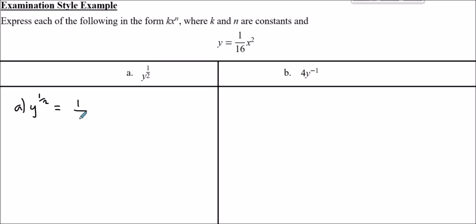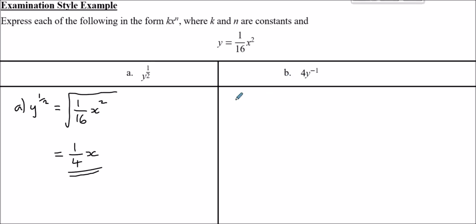So y to the 1/2 is 1 over 16 x squared, all square rooted. So we can square root the number first and then square root x squared. The square root of 1/16 is a quarter. The square root of x squared is just x itself. So although it might look intimidating because of how it's worded, it's actually not too hard, part A. Part B is a bit harder, but again, not so bad.